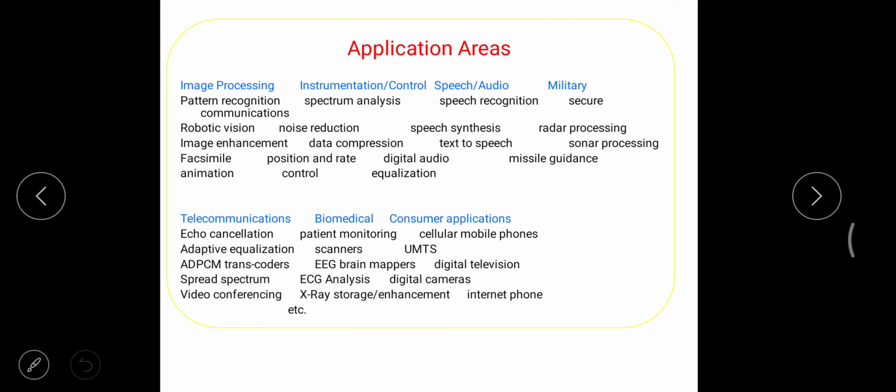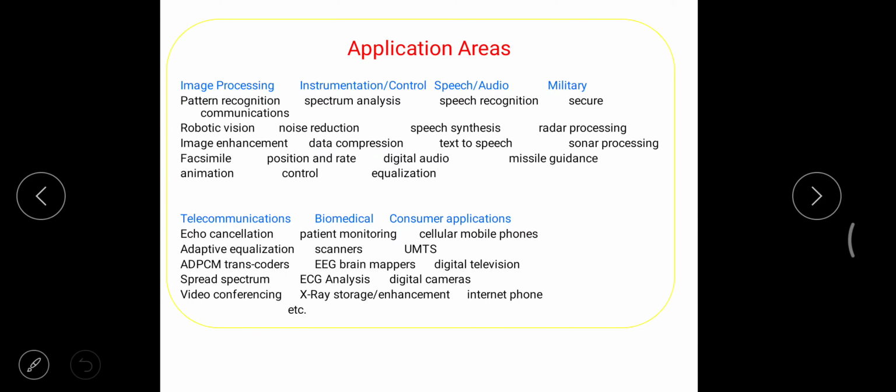In the next, I will take the applications of DSP. There will be a variety of applications; if I take the applications of DSP, it's a wide area. Here I have given a few topics where DSPs play a very vital role. One is image processing, instrumentation and control, speech and audio, military applications, that is defense applications, telecommunications, biomedical, and the basic consumer applications.